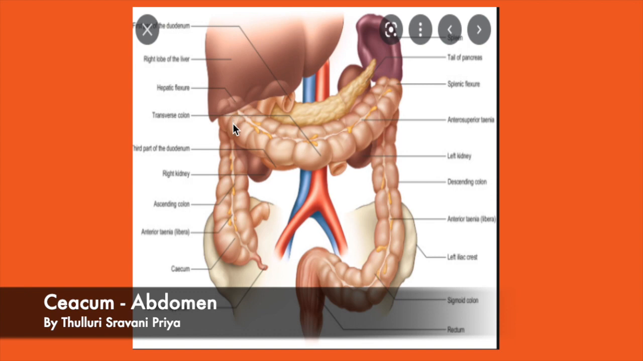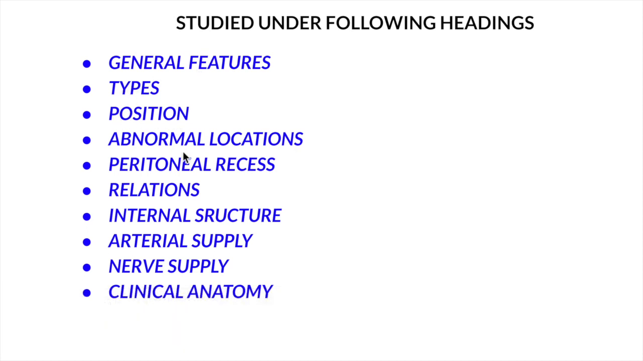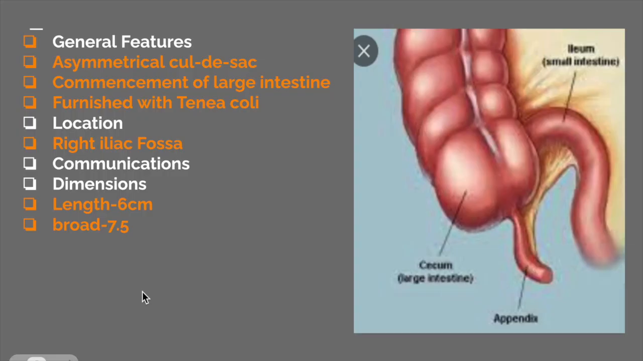The Caecum continues as the ascending colon, transverse colon, descending colon, rectum and anal canal. This can be studied under the following headings. First one is external features, types, position, abnormal locations, peritoneal recess, relations, internal structure, arterial supply, nerve supply. So here you can note blood supply, nerve supply and clinical anatomy. First we'll see the topic external features or general features.